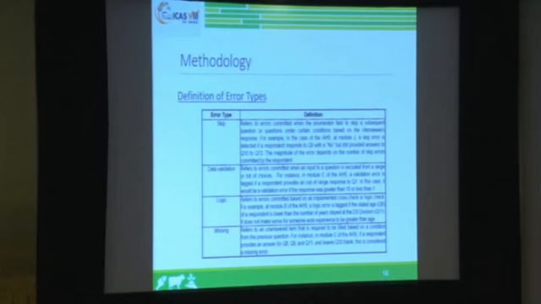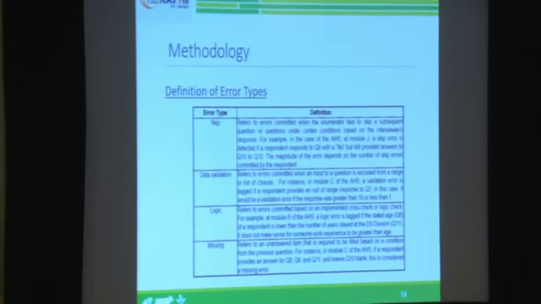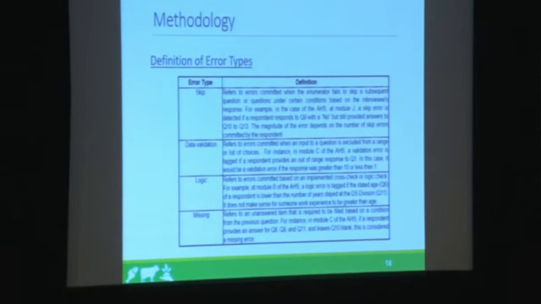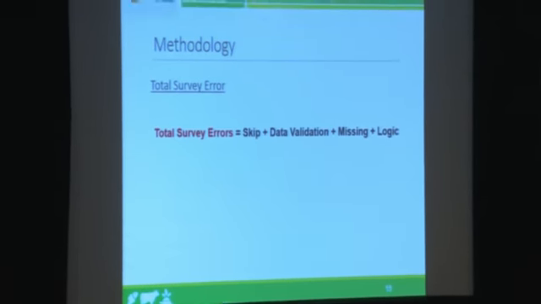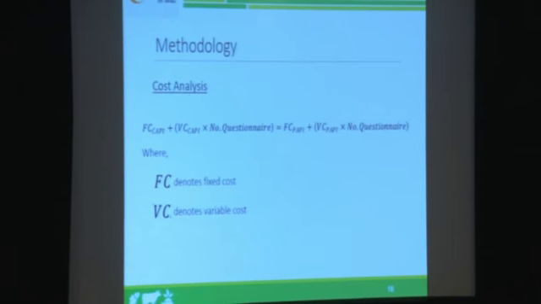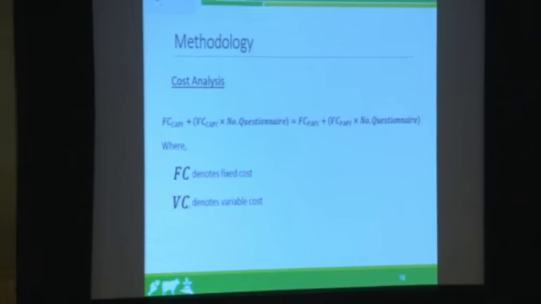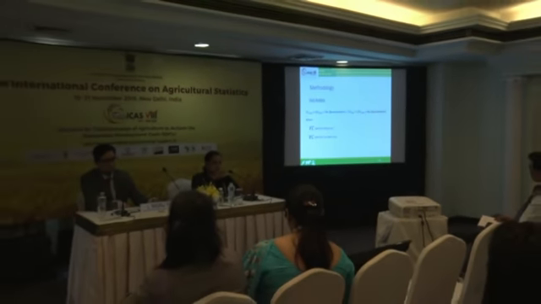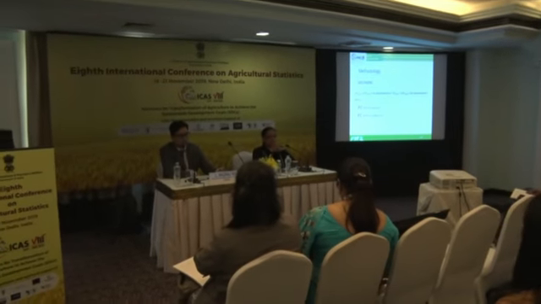The four types of errors are skip errors, data validation errors, logic errors, and missing errors. The total errors can be categorized as this. And for the cost analysis, this is the equilibrium stage at the break-even point. FC denotes the fixed cost and VC denotes the variable cost. The variable cost depends on the number of questionnaires, and the fixed cost focuses on the software and programming.